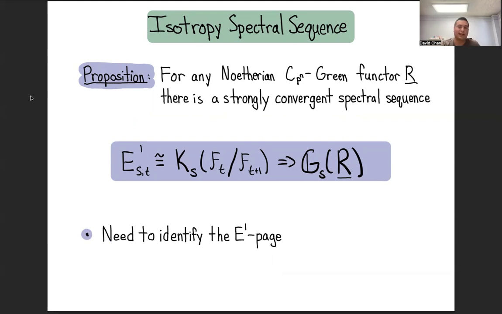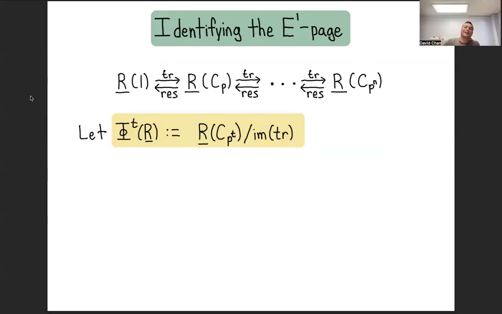But of course, this is super unhelpful right now. This is a spectral sequence, but if I don't tell you what the E1 page looks like in some tractable way, then I can't do anything with this. So of course, the next result is that I can tell you what the E1 page looks like. So, all right, what does the E1 page look like?